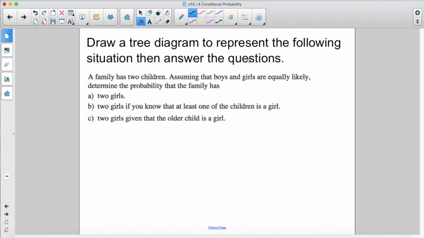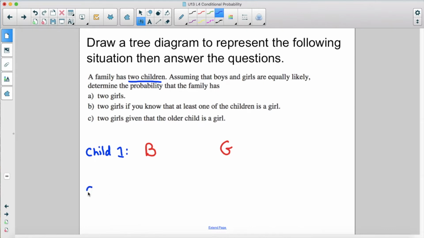So it says draw a tree diagram to represent the following situation and then answer the questions. A family has 2 children. Assuming that boys and girls are equally likely, determine the probability that the family has. So before we answer these, we're going to draw a tree diagram. Again, we are going to assume that the only 2 options are boys and girls for this problem. So we're going to have child 1. Now child 1 can either be a boy or a girl. So B or G.